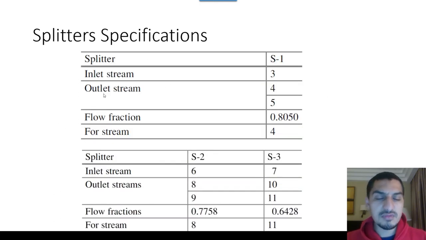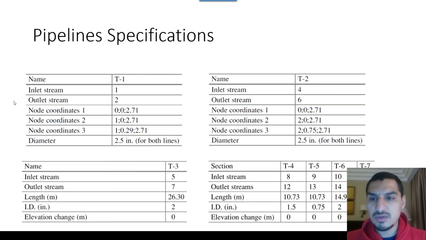We have some details about the splitters, but that's not the point now. The important detail in this video is T1, which is the pipeline. We have the inlet stream, the outlet stream names, and the coordinates, which is kind of an important thing that we're going to discuss shortly. And this is how we will go into the definition of the pipeline.